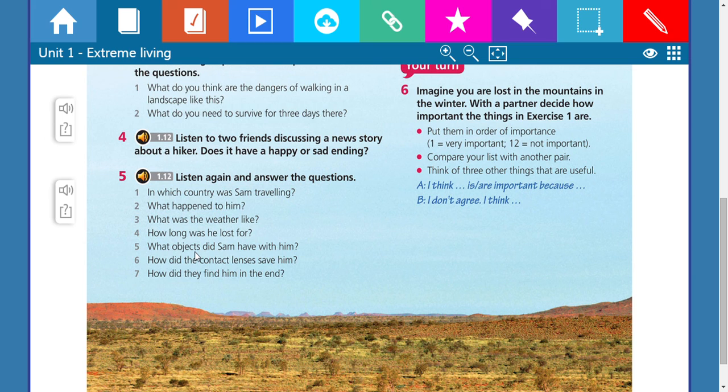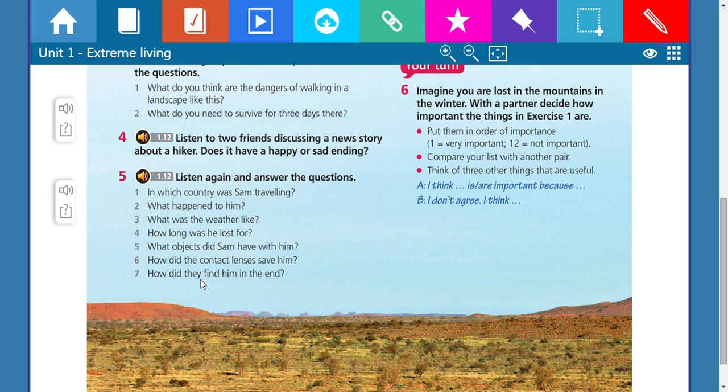What object, number 5, what object did Sam have with him? In his backpack, he had what? Water, a bottle of water. Sunglasses, okay, very good. And some sun cream. A lot of packets of contact lenses.